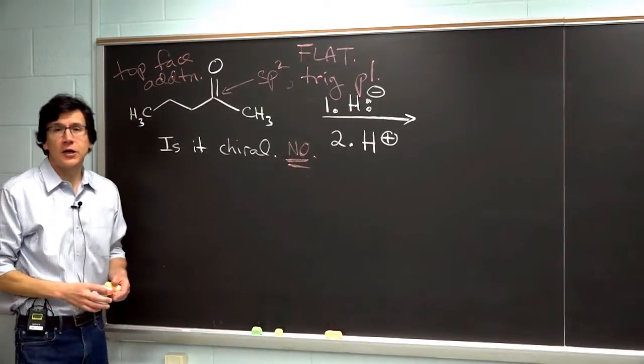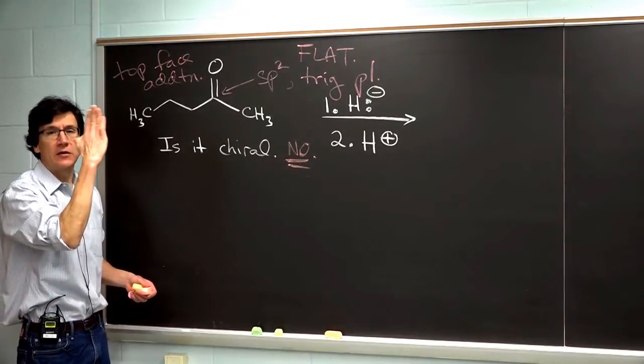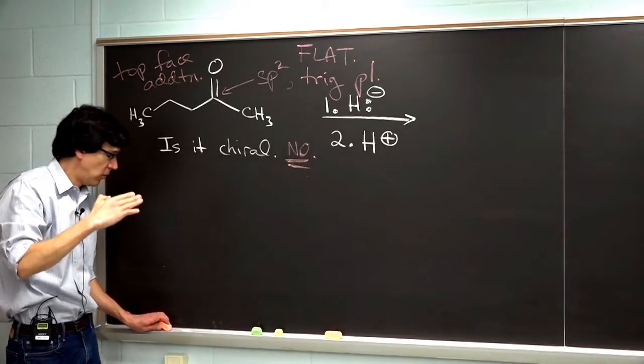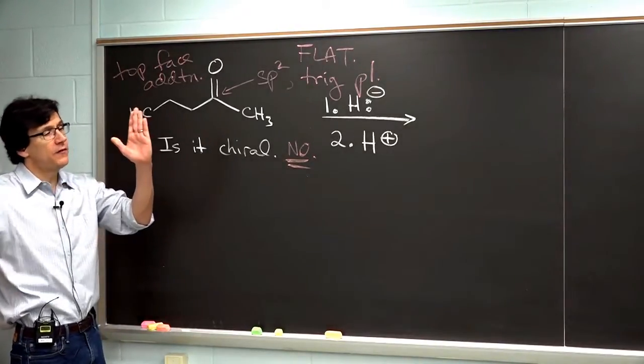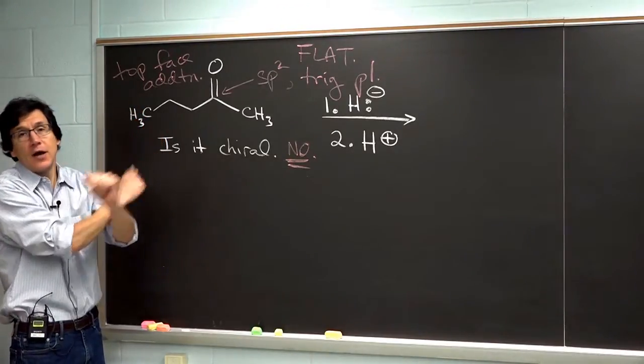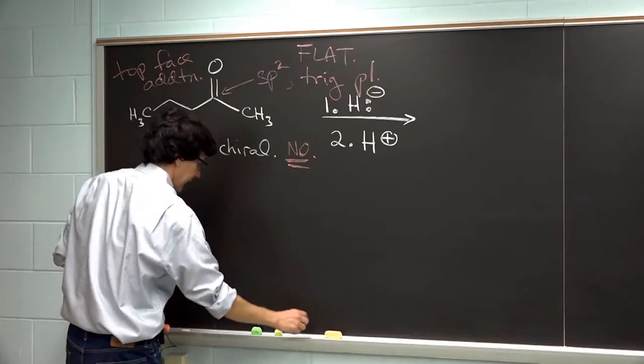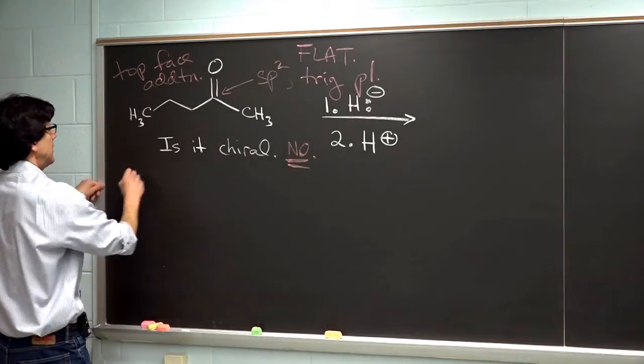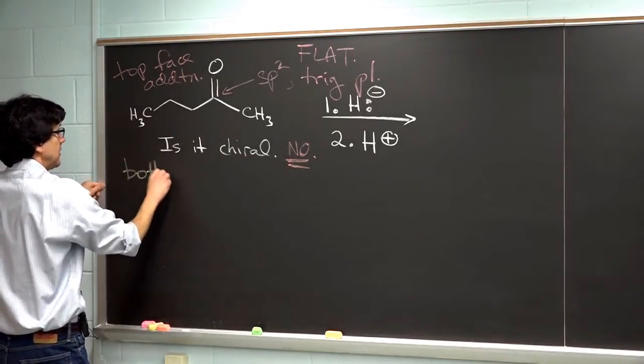And what's the alternative, right? Since this is flat, here's the plane of the carbonyl. One way the hydride could come would be from this side. What's the other way? Well, the hydride could come from the back. And so, maybe I can do that in yellow here.